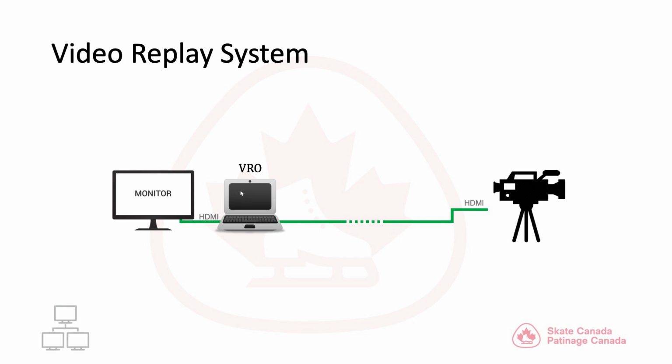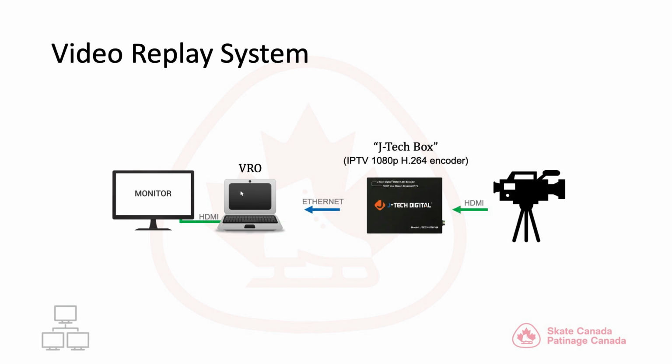We can instead place a video encoding device, or JTAG box, close to the video camera, and then we can run a long Ethernet cable to carry that encoded video wherever we like without worrying about the distance, because a Cat6 Ethernet cable can function optimally at gigabit speeds with cable runs as long as 100 meters.